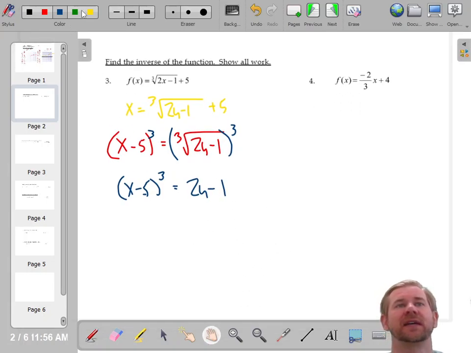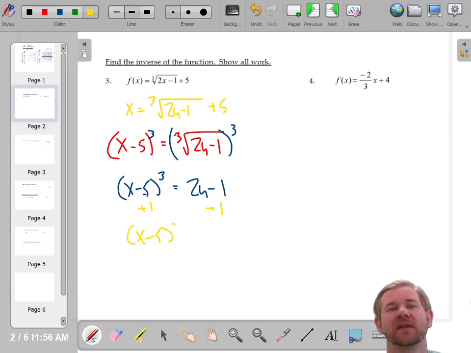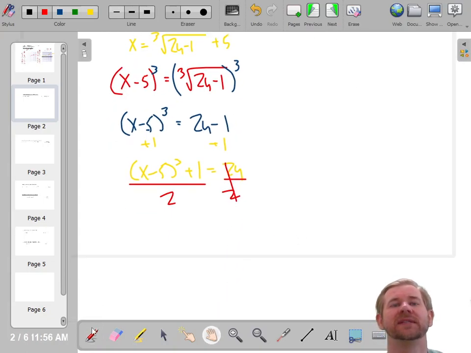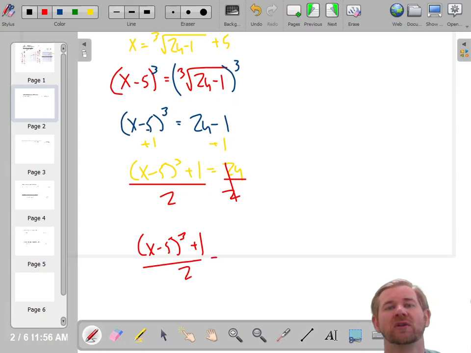So the last two things I can do, I can add 1. So (x minus 5) cubed plus 1 is 2y. And then the very last thing I'll do is divide by 2. So put that whole thing over 2. So it's (x minus 5) cubed plus 1 all over 2.